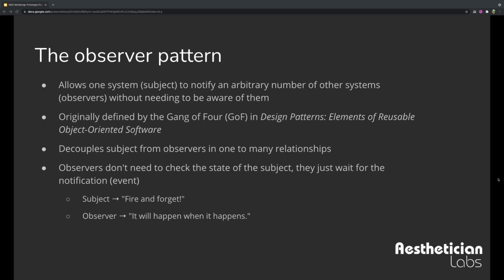So when you have one system and many dependencies on that system or piece of information, this helps create a decoupling effect, so that the system that generates the important information does not have to care about the particularities of the systems that depend on that information. And observers don't even need to check the state of the subject. They just wait for the event.